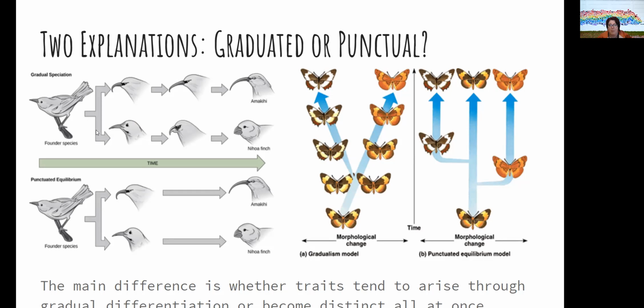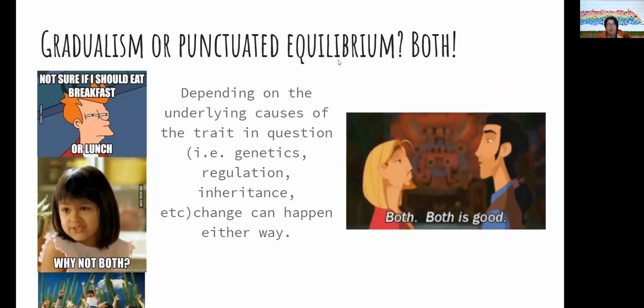On the left, we can see the same thing happening with bird beaks. So you have gradual speciation. So there's some changes at the beginning that gradually cause the ability for more and more change to occur, and then depending on the circumstances will be selected for, versus on the bottom, you see what we would consider more punctuated, where there's a more dramatic change from the original to a new form. So which one of these actually happens? The answer is that it could be either or both. So depending on the underlying causes of the trait, so in terms of genetics, regulation, how it's inherited, the environment, it can happen either way.